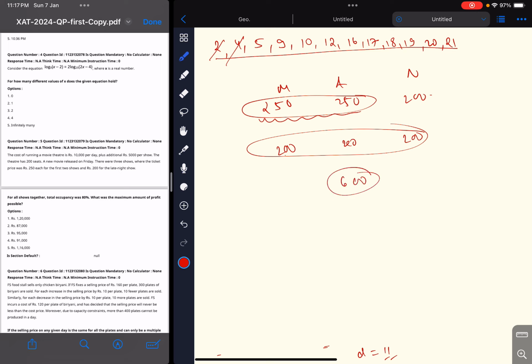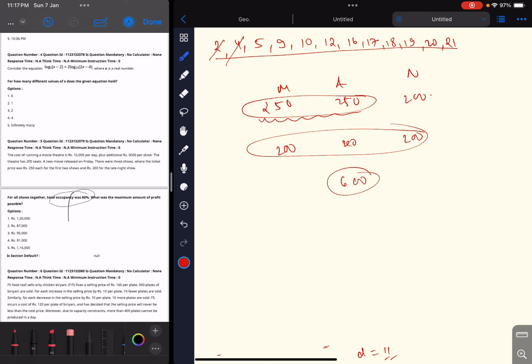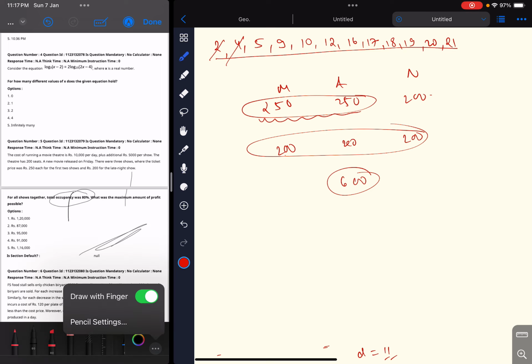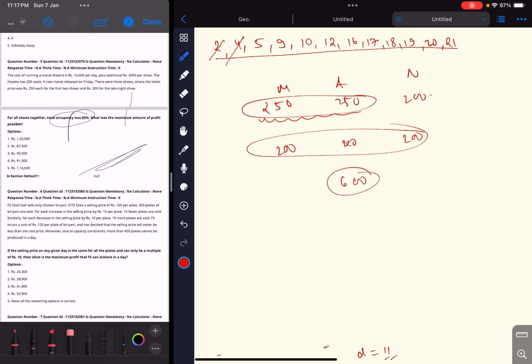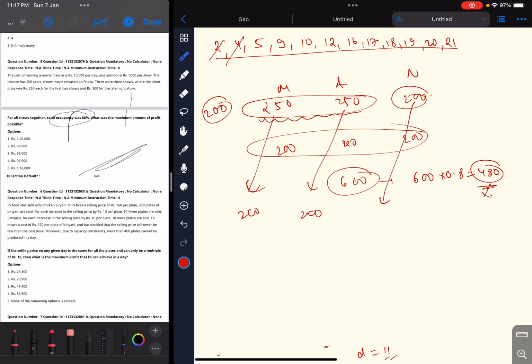Now it is given that the theater, yes, total occupancy was 80%, so the theater's occupancy was 80%. Okay, so 600 into 0.8. Okay, so 480 total occupancy was there. Now since you have to maximize, we'll try to give maximum possible values over here. Now we know that maximum seats can be 200. So out of 480 we'll give 200 over here, 200 over here, so the remaining have to be given over here, so 80 will be over here.